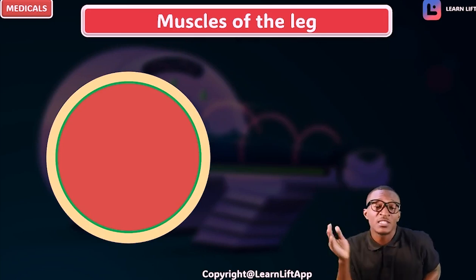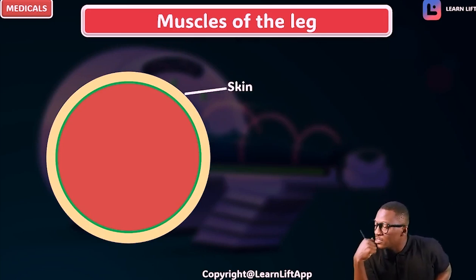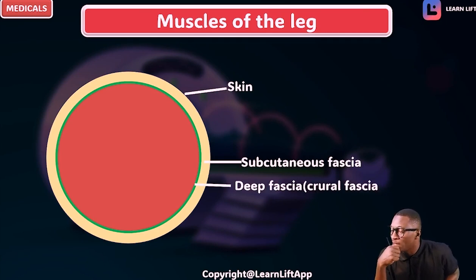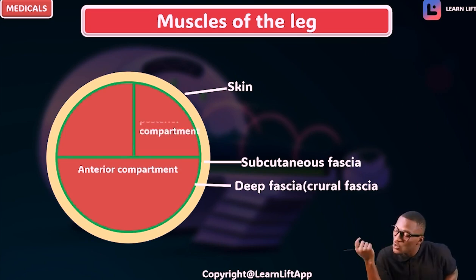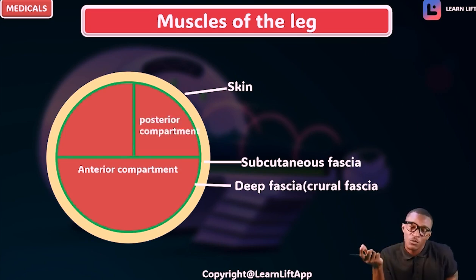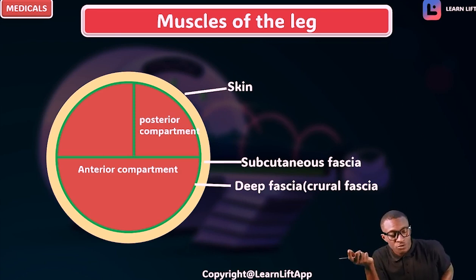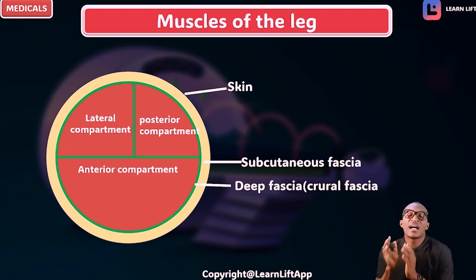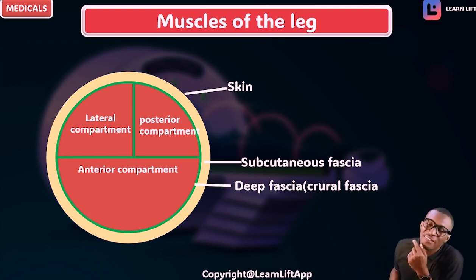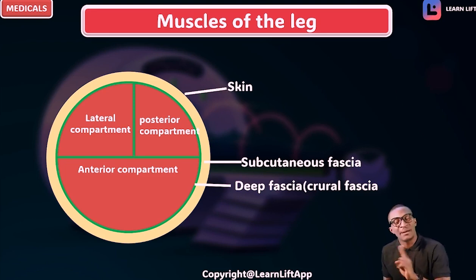This is a transverse section of the leg. So first of all, we have the skin, we have the subcutaneous tissue, we have the deep fascia. The deep fascia, which is the crural fascia, right? It now divides the leg into three regions. Number one, we have the anterior region, what we call the dorsiflexors. We also have the posterior compartment called the plantar flexors, therefore plantar flexion, right? And we have the lateral compartment. Take note that for thigh, we have medial compartment, but for leg, we have lateral compartment. No medial compartment for leg. We only have your lateral compartment.